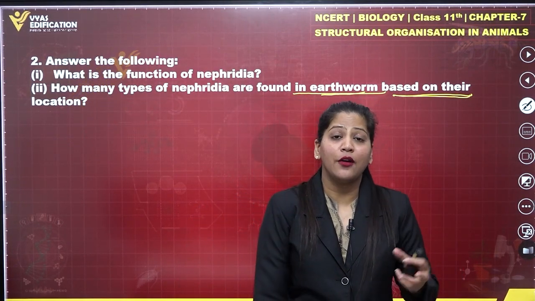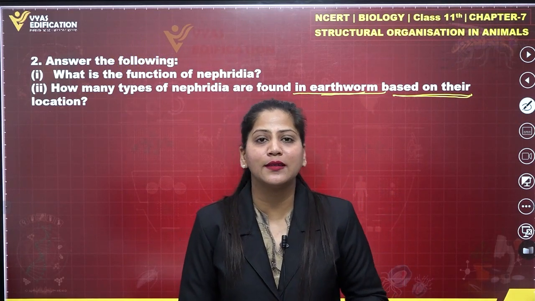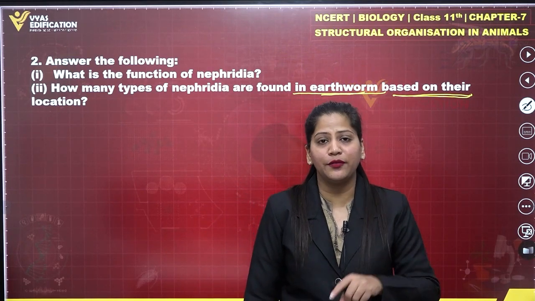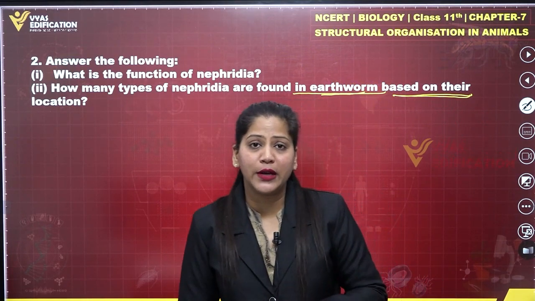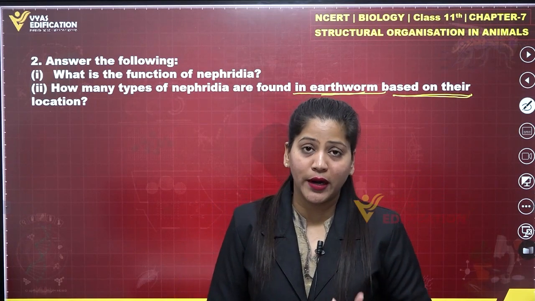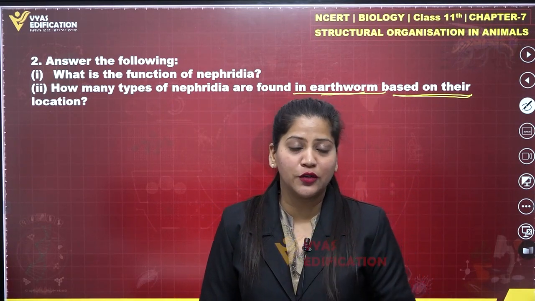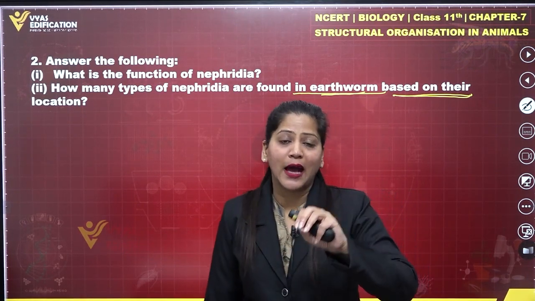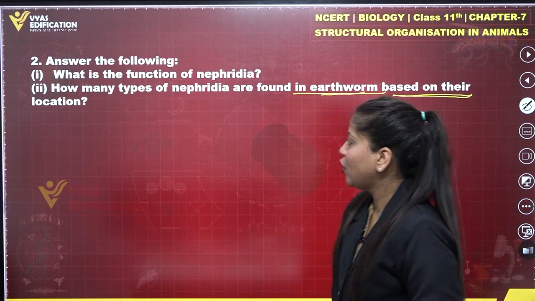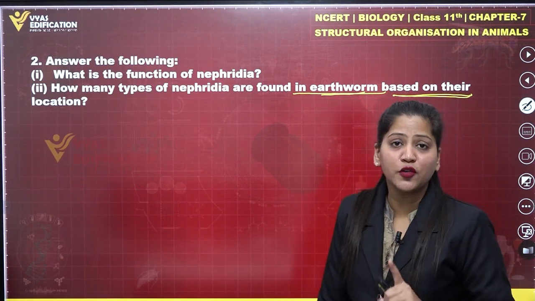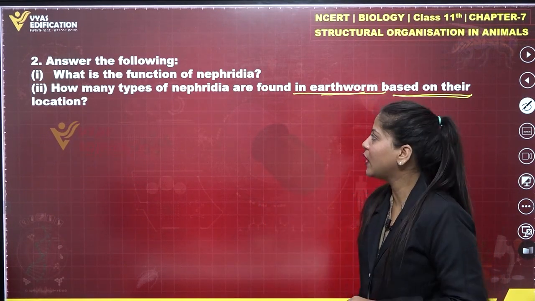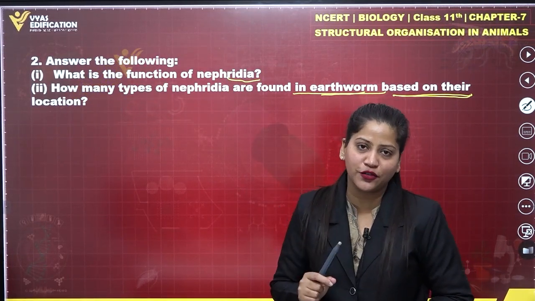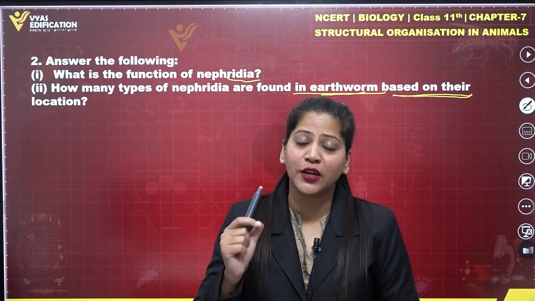So moving on to the function of nephridia, we have to know what nephridia actually is. Nephridia is an excretory organ. You will find it in earthworms. Now, as we know that it is an excretory organ, obviously the function of nephridia is excretion. So the answer to the first part of this question is that nephridia helps in the process of excretion, as it is an excretory organ you will find in earthworm.